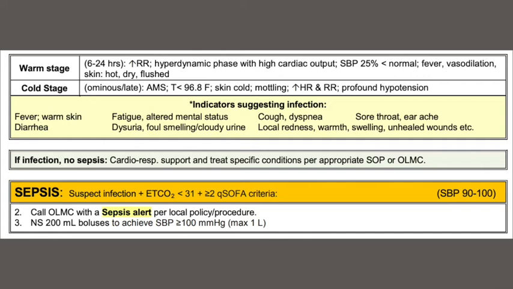If they're septic, we need to suspect an infection. They need to have an end tidal of less than 31 and meet 2 Q-SOFA criteria. If they meet this, then we must contact medical control with a sepsis alert. And we're going to be giving them 200 milliliter boluses to achieve a systolic blood pressure greater than 100.